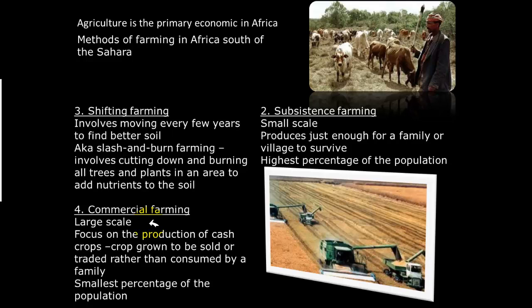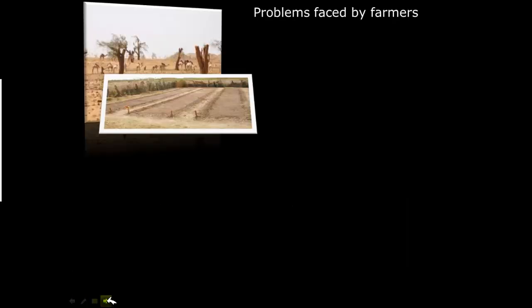Your crop is grown to be sold. It's not grown necessarily for family consumption to live. And this type of farming is done by a very, very small percent of the population of sub-Saharan Africa. Now let's transition to some of the different problems that are faced by farmers.